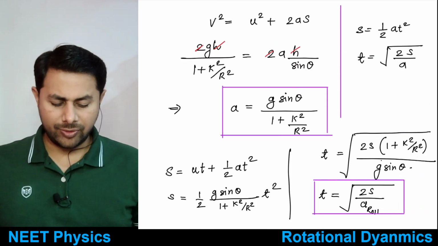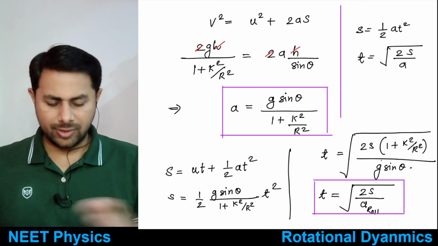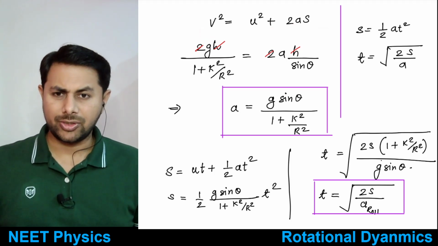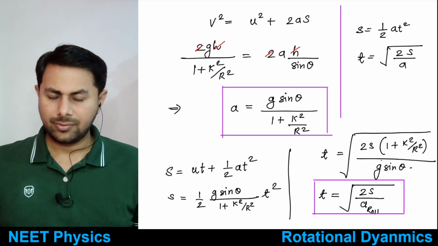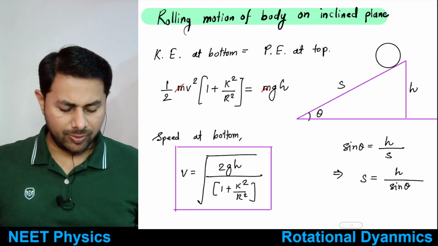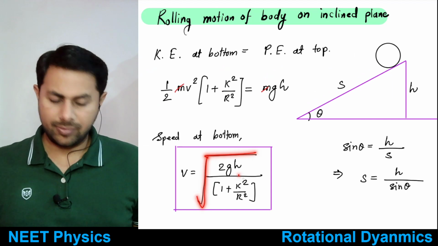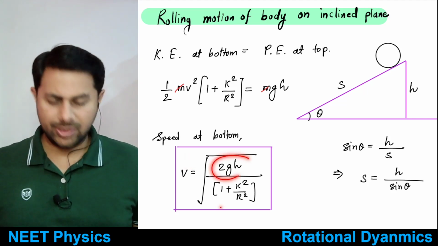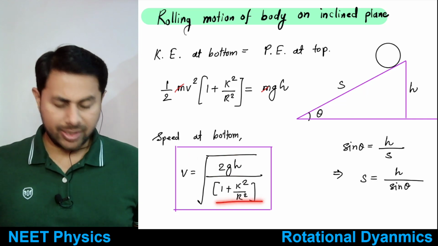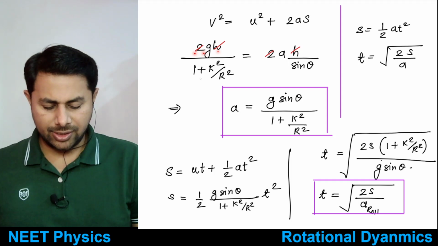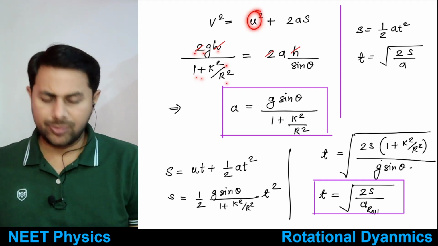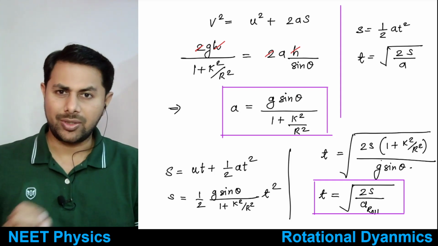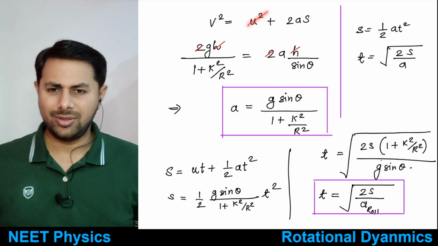Once again what we can say is v square at the bottom is equal to u square plus 2as. We can make use of the kinematic equation of motion, and then we can use this formula for v. V is root of 2gh divided by 1 plus k square by r square. So we want v square, so that will be just the square of this thing: 2gh divided by 1 plus k square upon r square. And suppose the body was released with 0 velocity, so we can get rid of this u square because u is equal to 0.